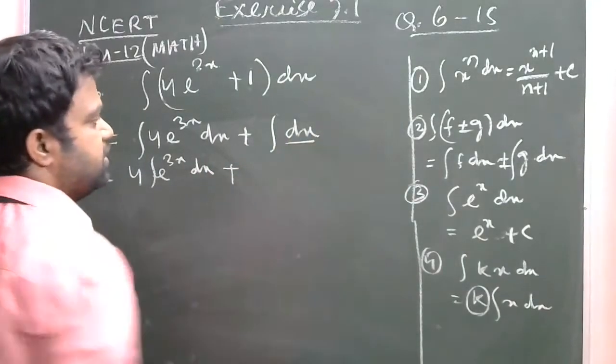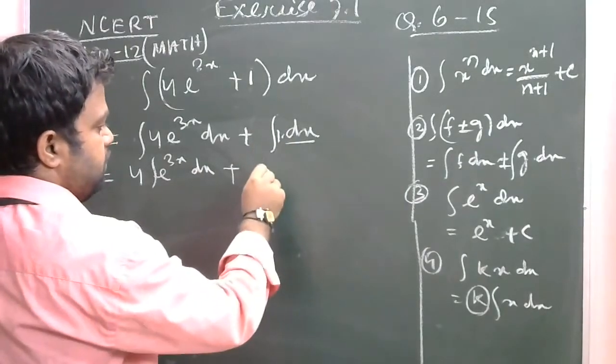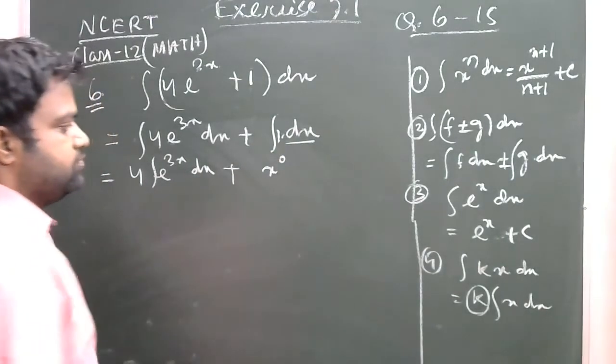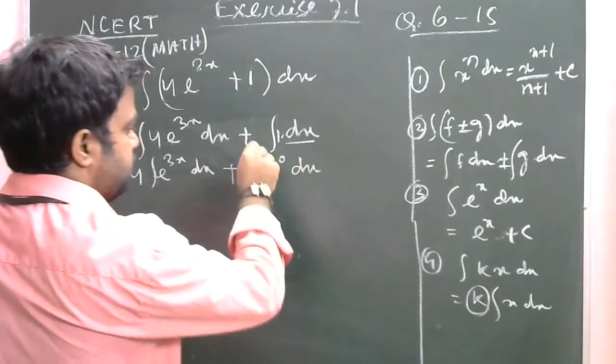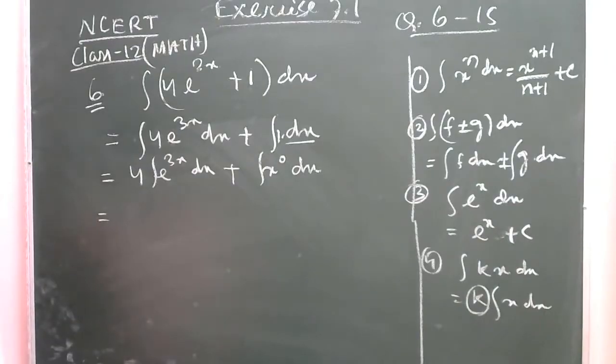What is the integration of dx? x. How? Because 1 is there, so 1 means I can write x to the power 0. Right. In the next step I will solve. Now, e to the power 3x, what will be the integration?